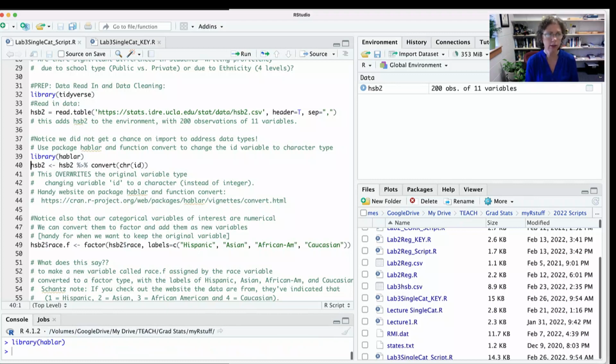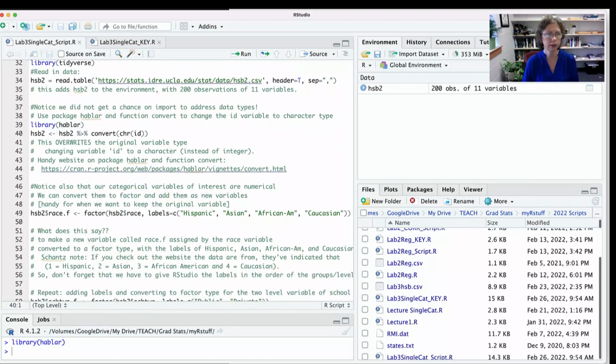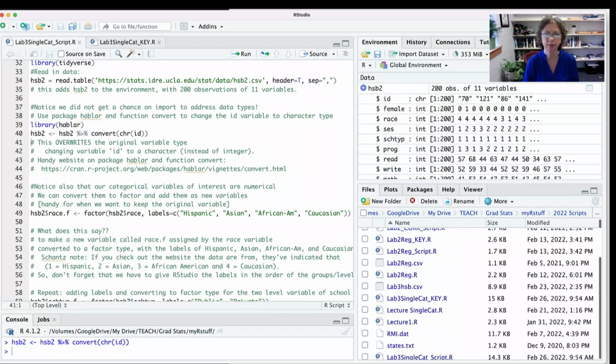We're going to tell R to convert the ID variable to a character, and then write it back onto the data set itself. When we do this, it overwrites the original variable. So make sure that's what you want to do if you are running this one. So it stayed as 11 variables because I did an overwrite of ID, but now it's recognized as a character.